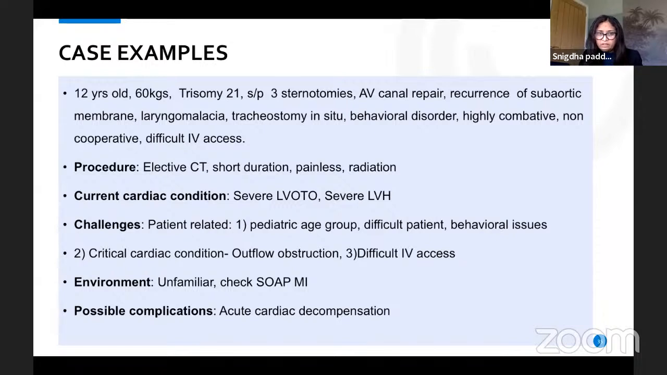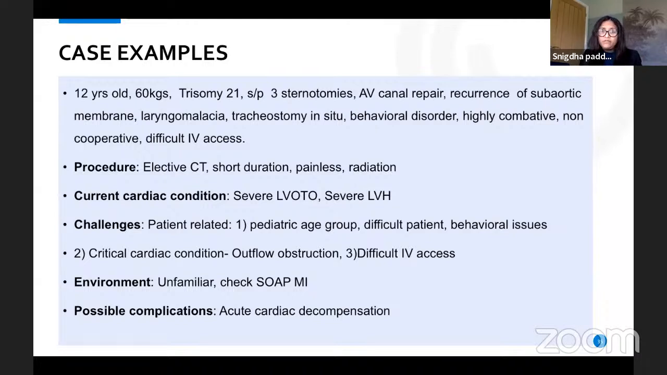What are the current cardiac conditions? It's severe LVOTO and severe LVH. What are the challenges I have? The patient is from the pediatric age group. He's a difficult patient. There are behavior abnormalities, which I need to take into consideration. And because of this, it's very difficult to take this child to the CT room. What are the critical cardiac conditions? There is outflow obstruction and difficult IV access. So these are my challenges, and how do I now address each of them?